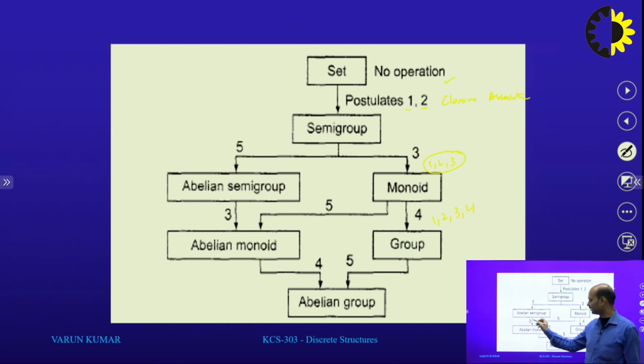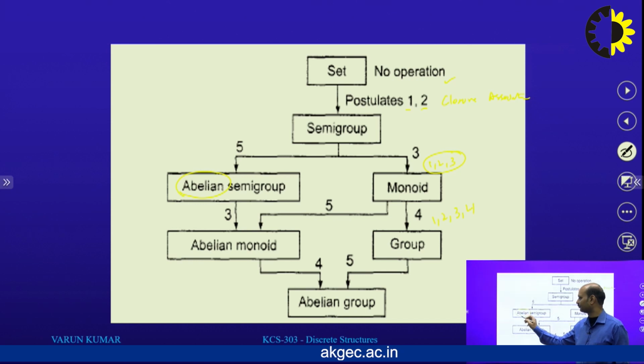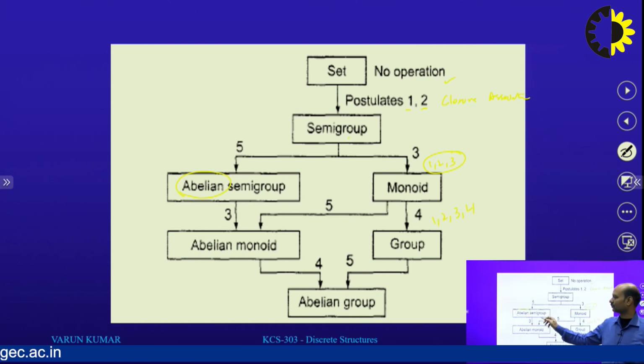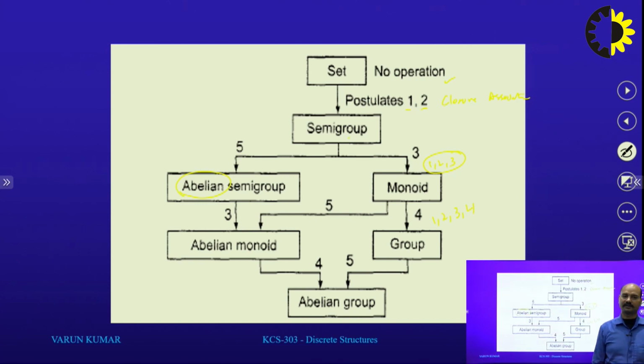The word abelian means property number 5, that is commutative. If a semigroup follows the property number 5, it is said to be an abelian semigroup, meaning property number 1, 2 and 5. A monoid will follow the property number 1, 2 and 3.